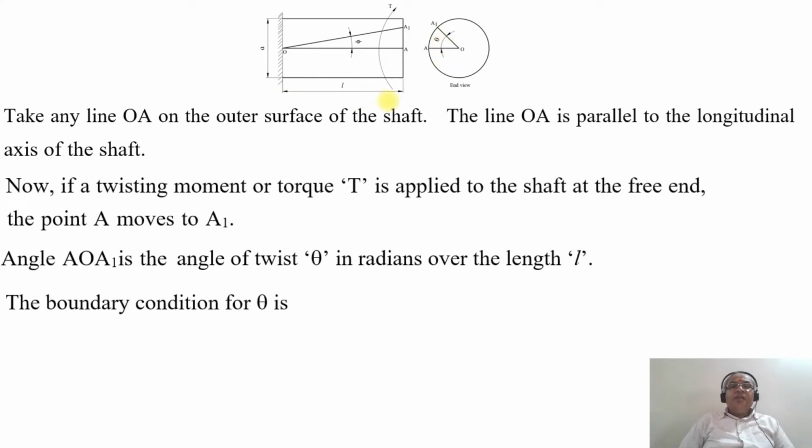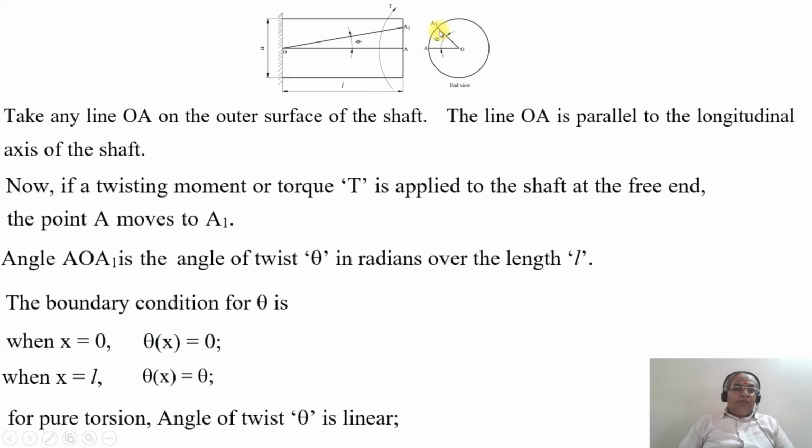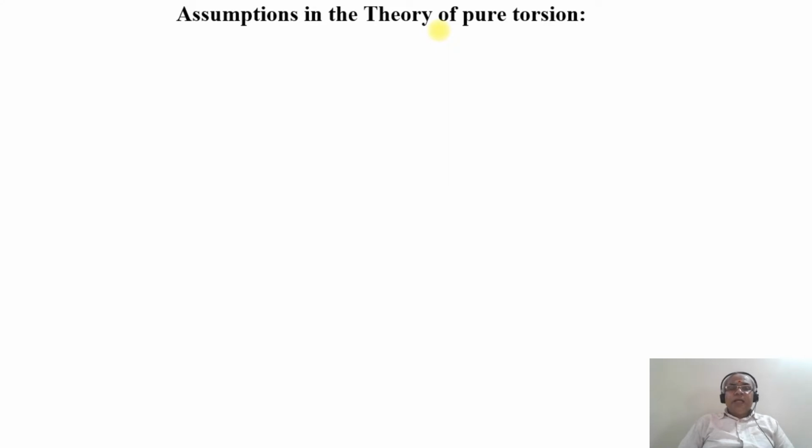The boundary condition for theta: what is the boundary condition for theta? When x is equal to 0, that is at the fixed end, theta x will be equal to 0. When the value of x is equal to L, theta x will be equal to theta, the angle made by the free end. Therefore, for pure torsion, the angle of twist theta is linear in the longitudinal direction. Therefore, at any section, theta x will be equal to theta by L into x, or theta into x by L.